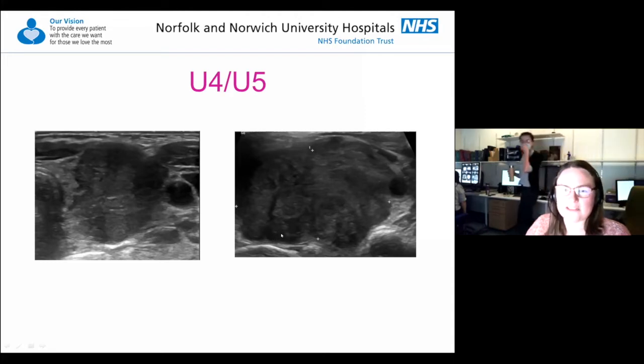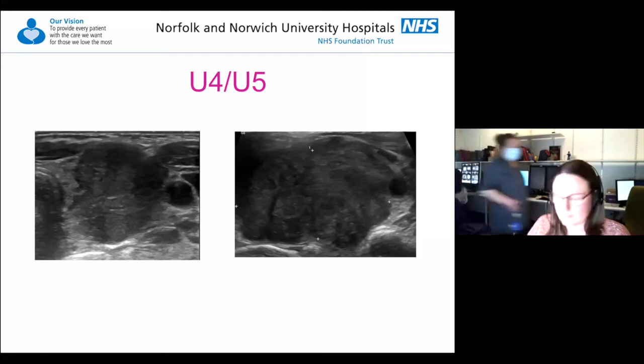Obviously the history is normally a giveaway there, often very rapidly growing, very firm. And there was some vascular encasement as well with this one. And obviously in all these cases, we want to look very closely at the neck nodes as well. And anything that is U3 or above, we would go on FNA there and then.